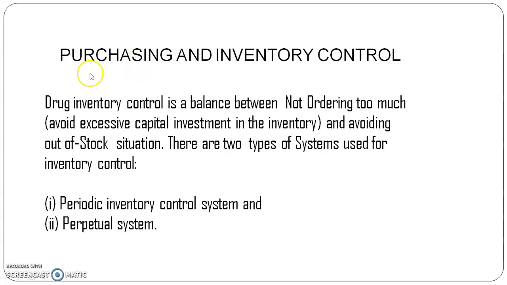Purchasing and inventory control. Drug inventory control is a balance between not ordering too much, that is, avoiding excessive capital investment in the inventory, and avoiding out of stock situations. There are two types of systems used for inventory control. First is the periodic inventory control system, and second is the perpetual system.